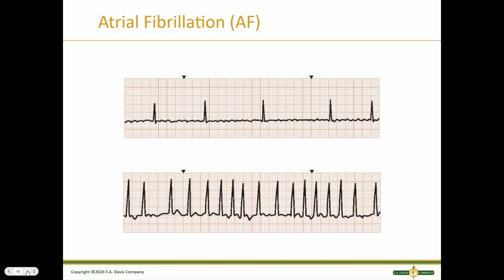So when you're looking at this strip, you can't determine a P wave before each of those QRSs, and the rate is typically faster. So what sometimes they might do is try to slow this heart rate down to be able to analyze it a little better to see if it's sinus tach versus AFib.